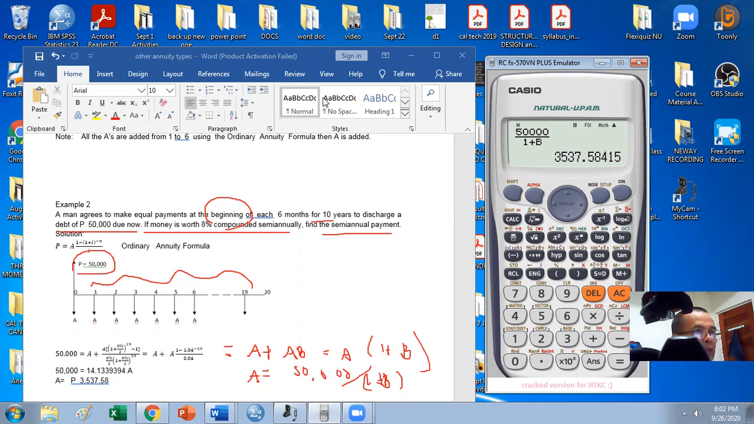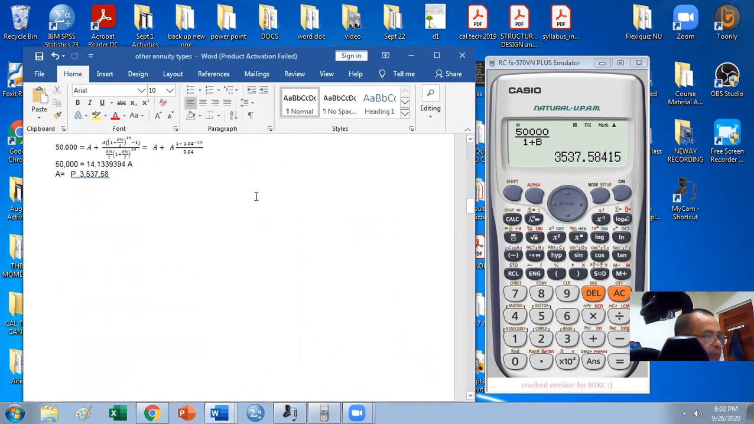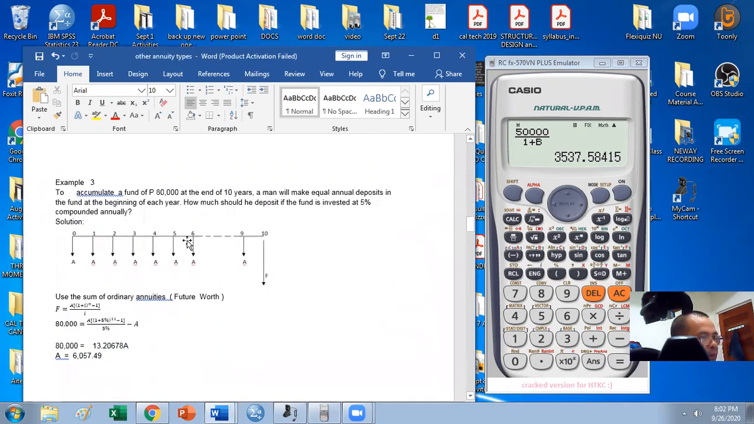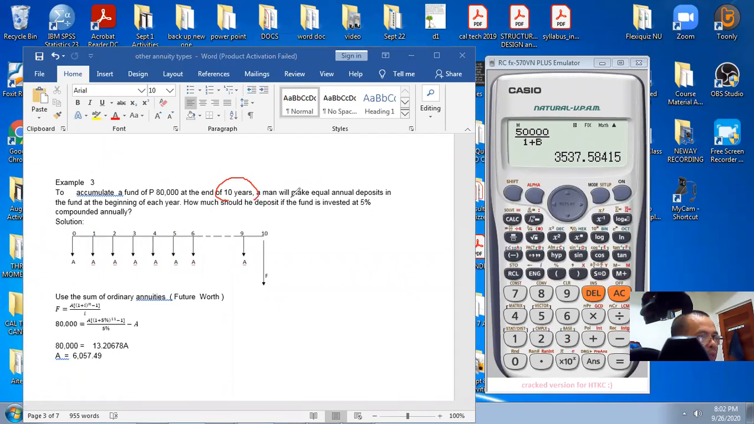Next example. To accumulate a fund of 80,000 at the end of 10 years, a man will make equal annual deposits. Look, at the beginning of each year, not at the end. How much should he deposit if the fund is invested at 5% compounded annually? Yung 80,000 makaka-accumulate pa lang at the end of the 10 years, pero ang hulog mo at the beginning. So maghuhulog ka lang from 0 to 9. Pero dito mo pa makukuha.